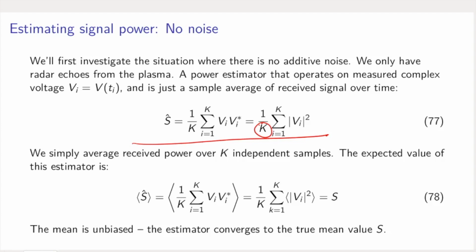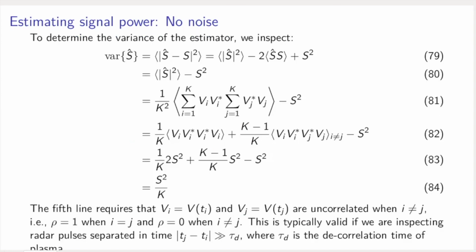We'll first investigate how this estimator behaves when there is no receiver noise present, and we can attribute all of the received complex voltage to the radar echo from ionospheric plasma. It is relatively easy to show that our sample average power estimator is unbiased, and it measures the true signal power of the received radar echo. The most important piece of information about our estimator is estimation error. This determines the magnitude of the error of our estimate of scattered power.